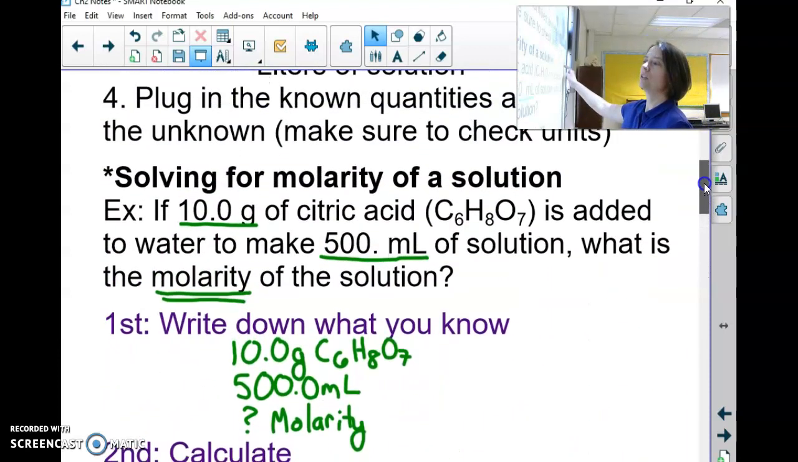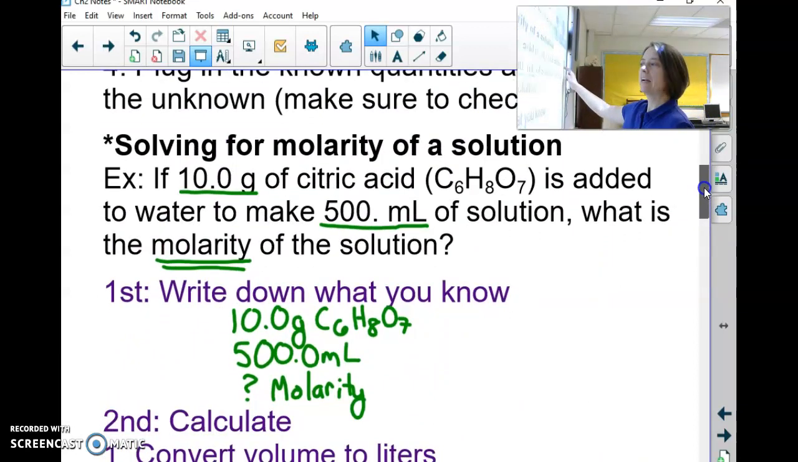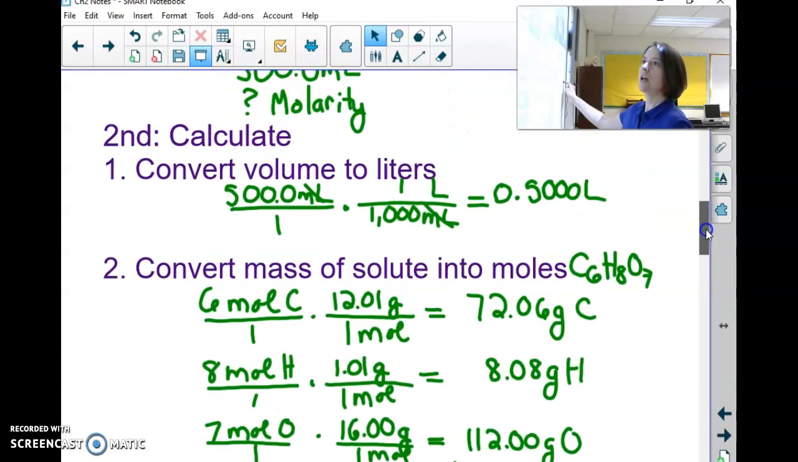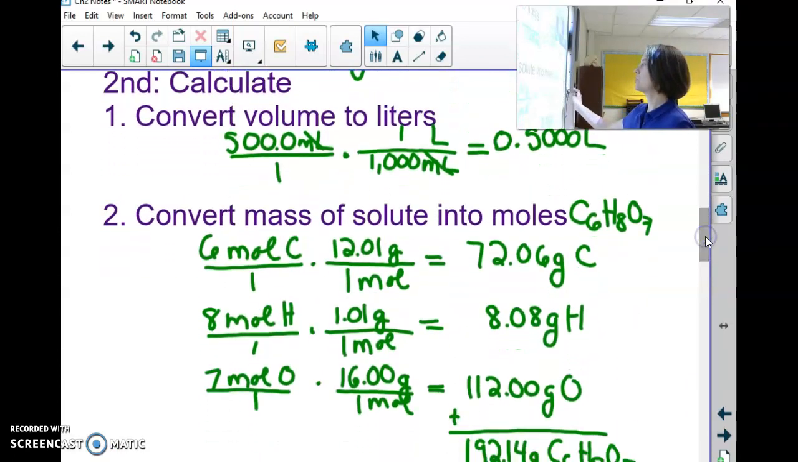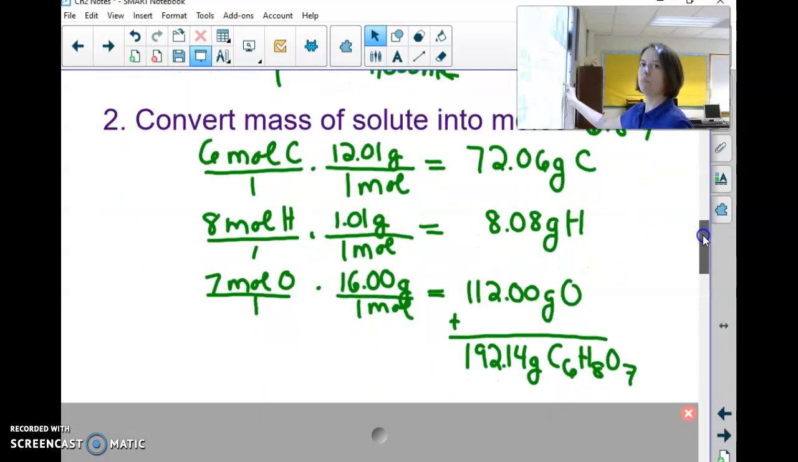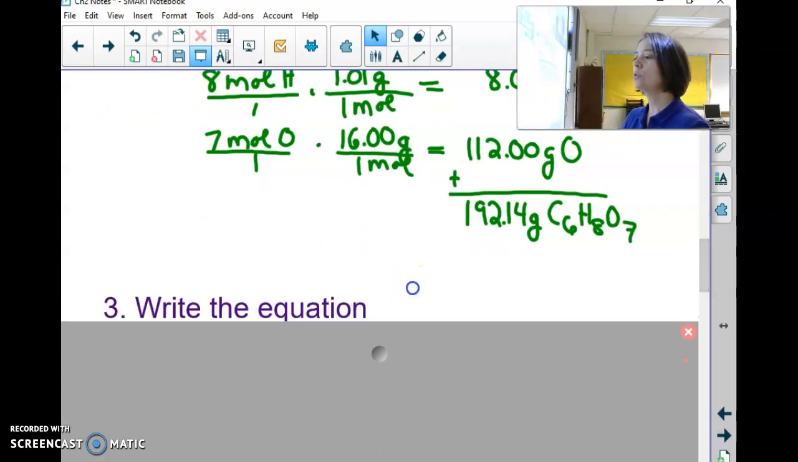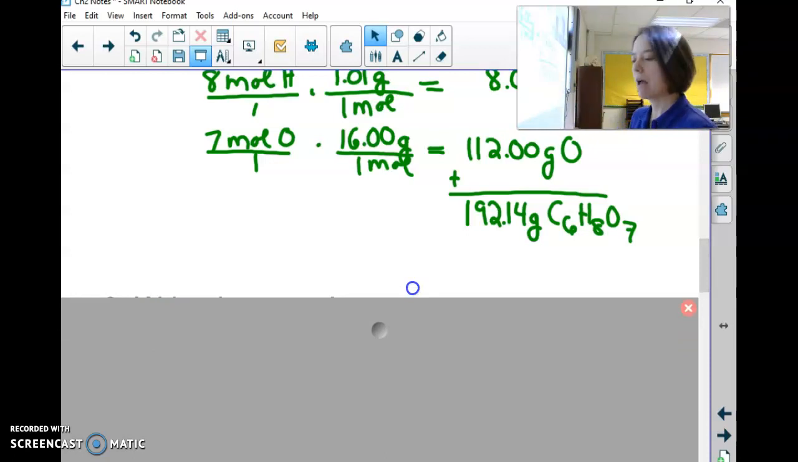So I go back and I look at the problem. What is the molarity of the solution? Oh, 192.14 grams is not a molarity. So then I look at step 2, convert the mass of solute into moles, right? 192.14 grams is not moles. Okay, so I didn't even do that part yet. That is the molar mass, which I'm going to use to convert mass to moles.